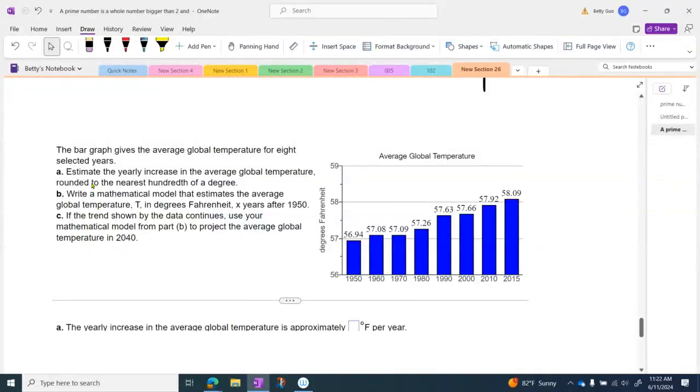Part A is to estimate the yearly increase in the average global temperature rounded to the nearest hundredths of the degree. So part A, I wanted to make it clear. Part A actually is to find the slope. Okay, why is the slope? We might remember slope is a rise over run. Rise is the vertical change, the temperature change. And run is the horizontal change in year.